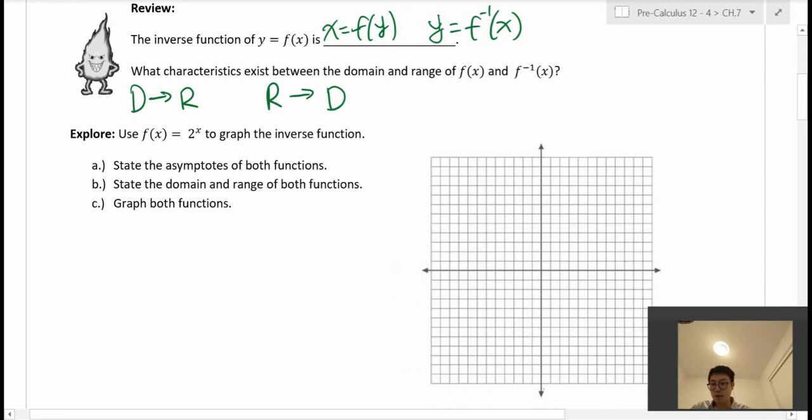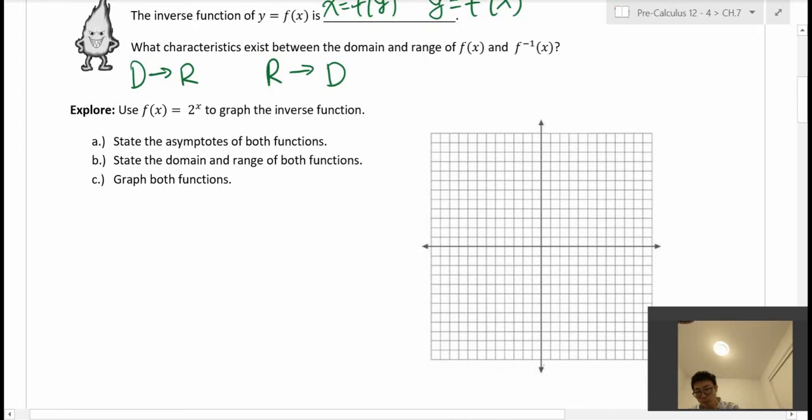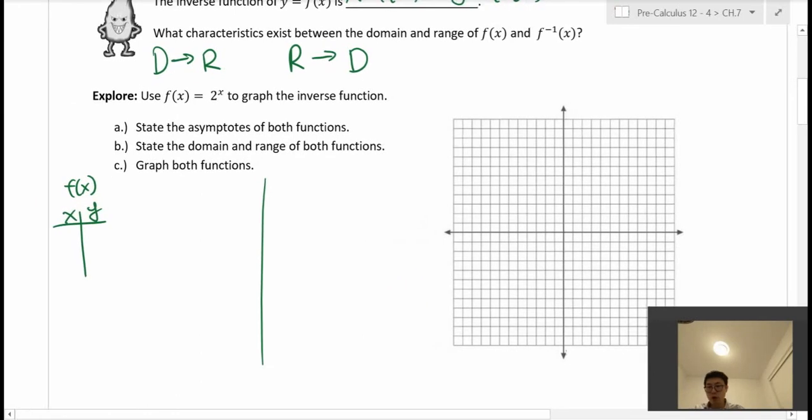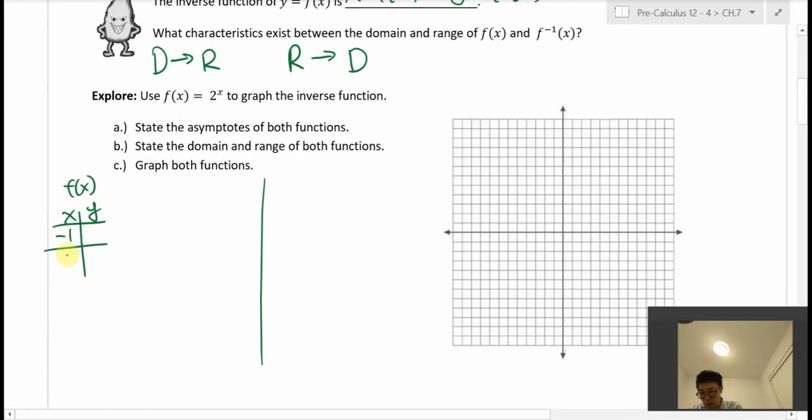Now we're going to take this fact and draw the inverse function of the exponential function 2 to the power of x. I'll do f of x over here, and I'm going to make a table of values. Recall, we always use three x values: -1, 0, and 1. 2 to the power of -1 is 1/2, 2 to the 0 is 1, and 2 to the power of 1 is 2.